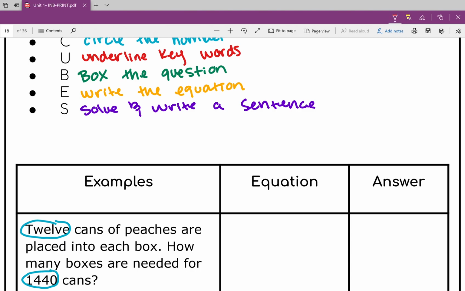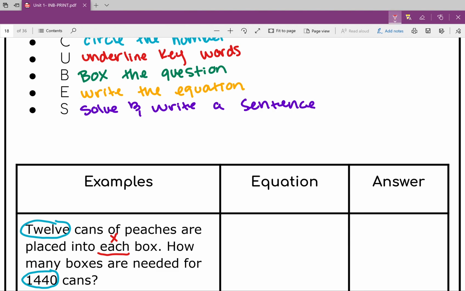So what I mean by keywords is, the other worksheet that you got today that goes with these notes are words that mean symbols in math. For example, each means to multiply. And let's see, in this problem that's the only keyword. Each means to multiply. Okay.